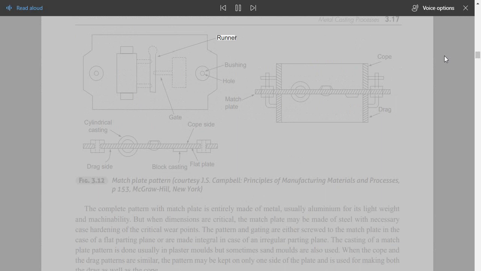Runner. Bushing. Hole. Gate, cope side. Lock casting, flat plate. Cope. Drag. Cylindrical casting, drag side. Match plate. Fig. 3.12 Match plate pattern, courtesy J.S. Campbell, Principles of Manufacturing Materials and Processes, p. 153, McGraw-Hill, New York. The complete pattern with match plate is entirely made of metal, usually aluminium for its light weight and machinability.